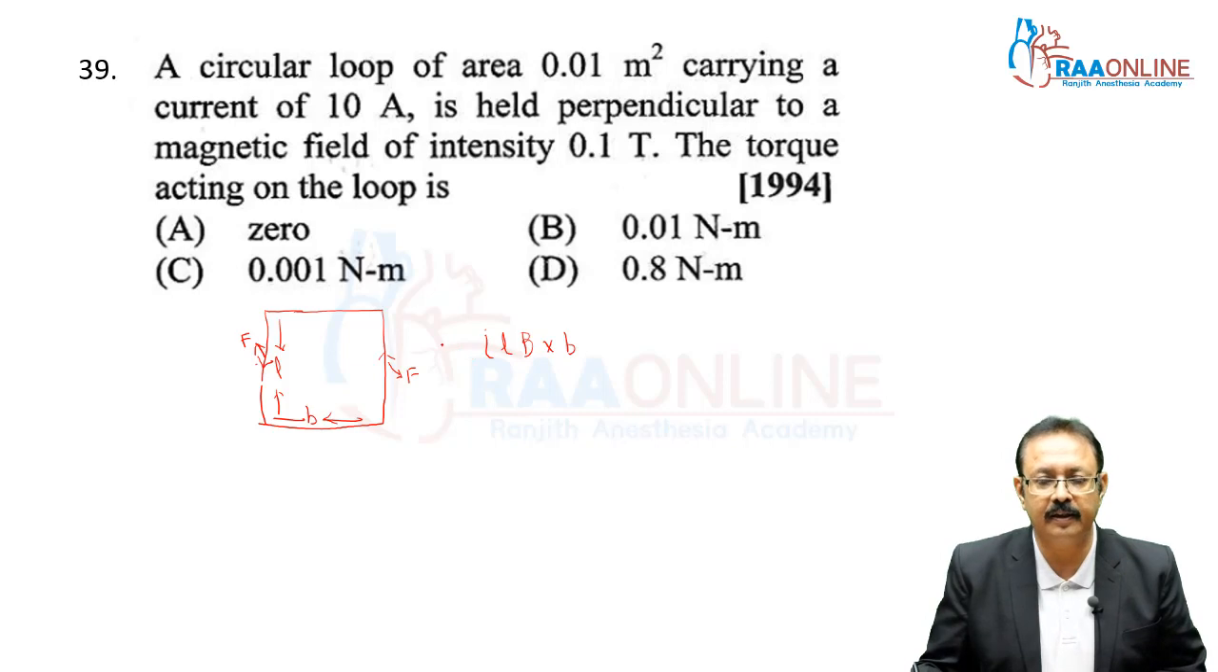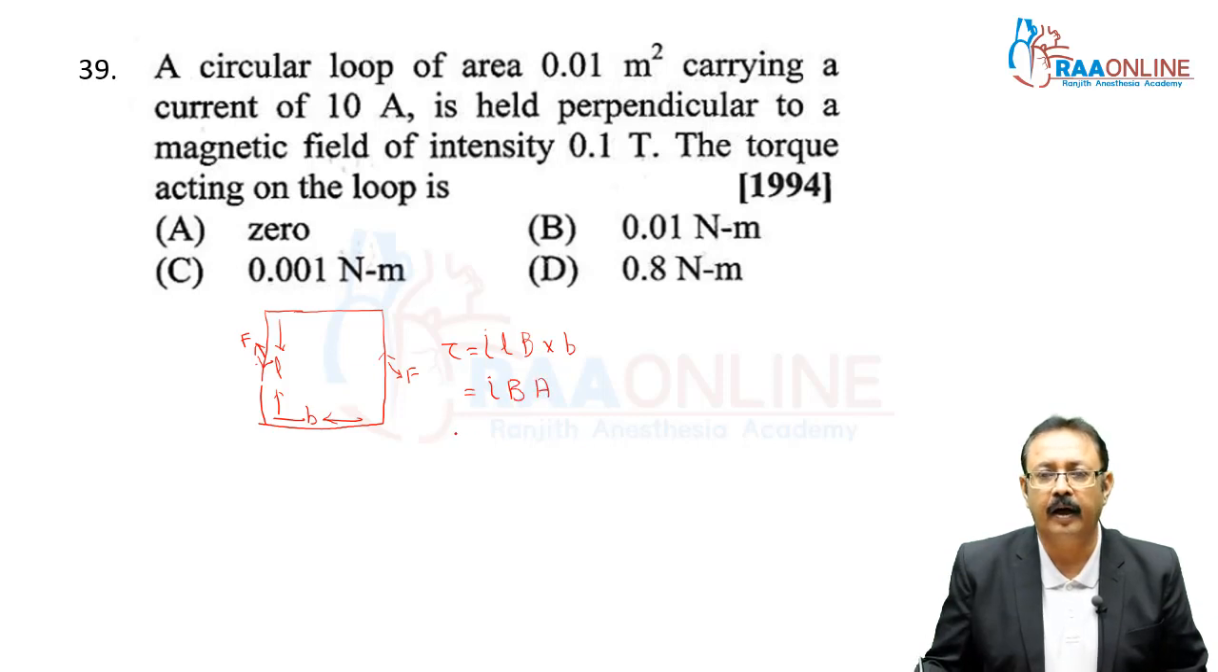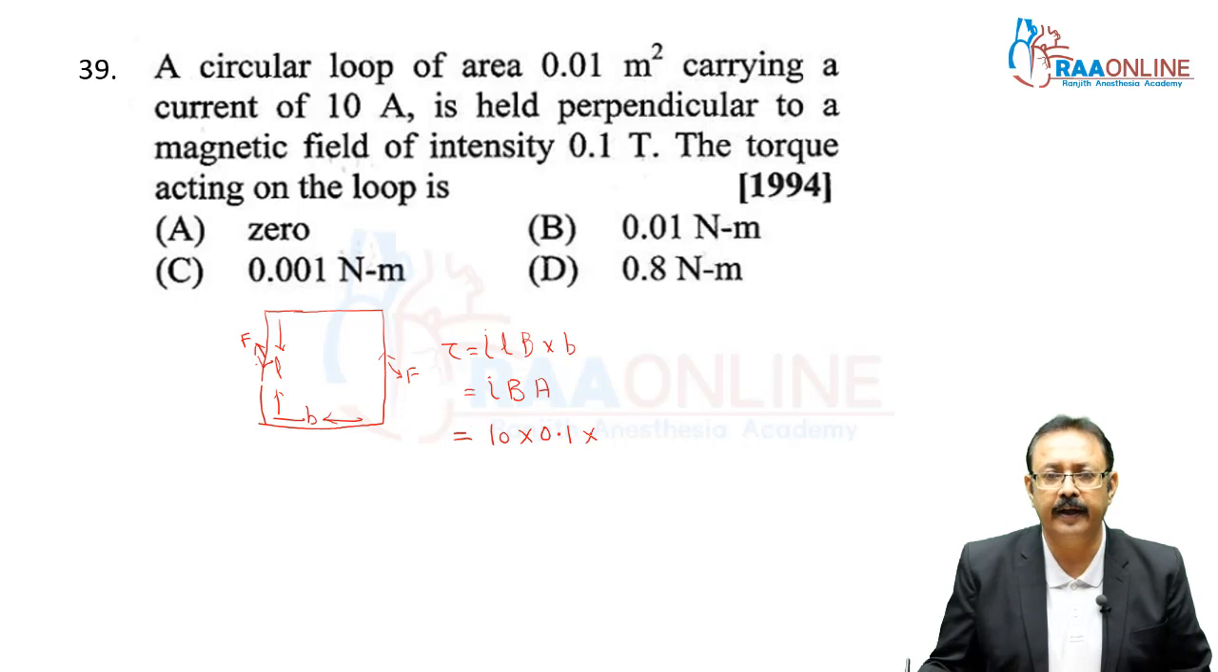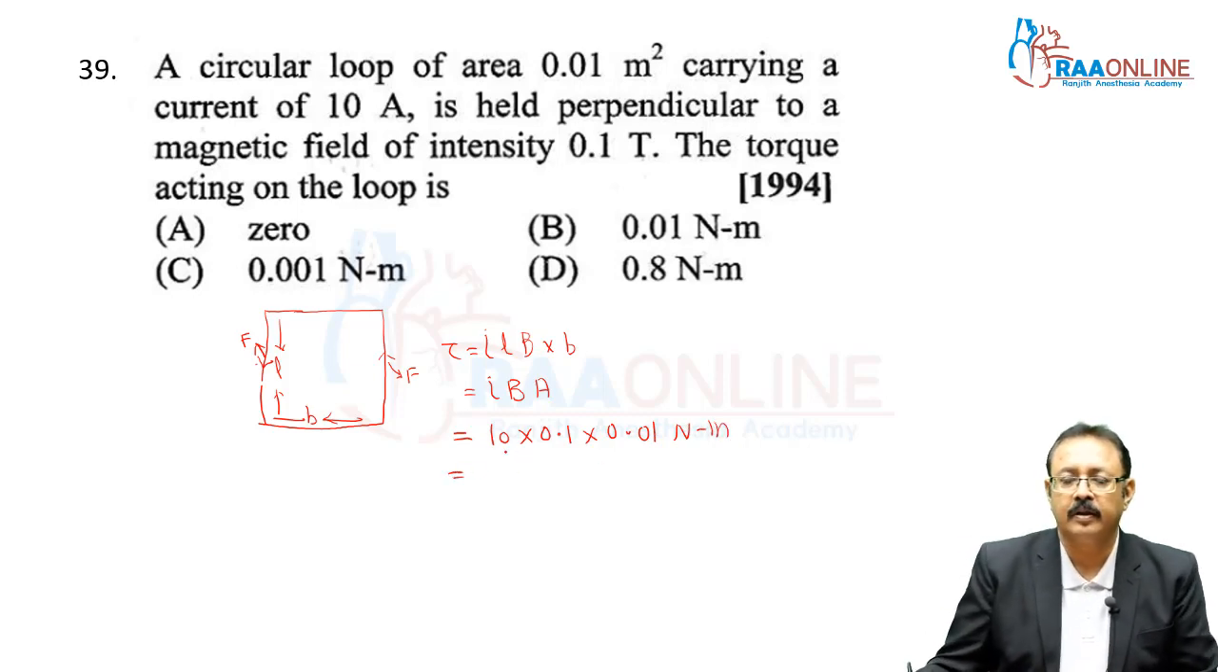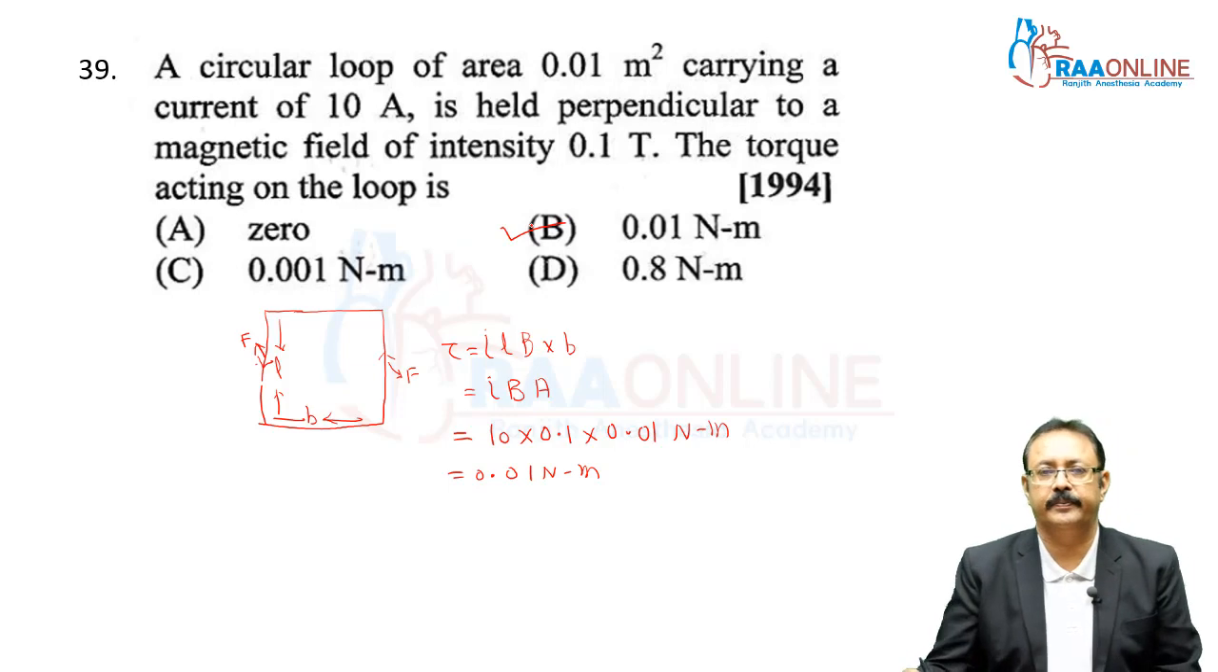So it means that torque will become IBA. I is given 10 ampere. Magnetic field is given 0.1 Tesla. Area is given 0.01. Unit of torque is Newton meter. So 10 into 0.1 means 1. So what we are getting? 0.01 Newton meter. So we are going with B option.